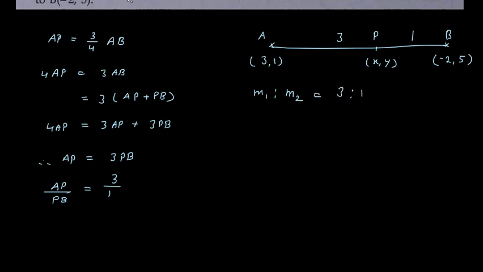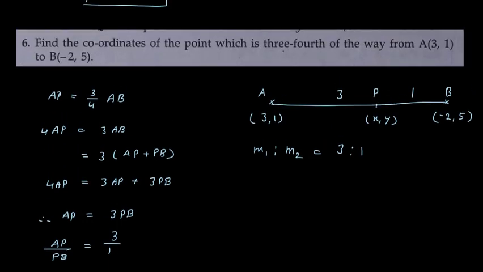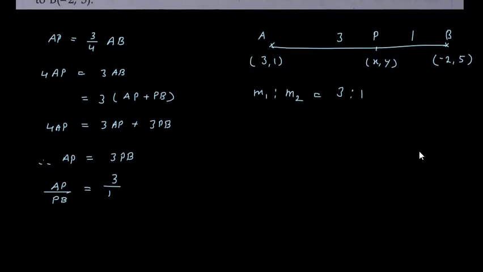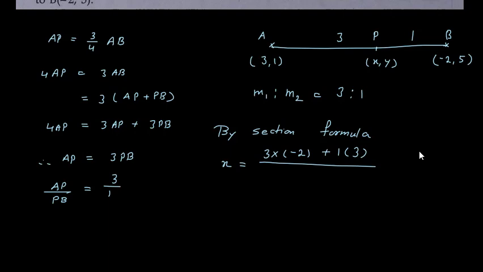So I will say that by the section formula, x is equal to 3 into minus 2 plus 1 into 3, this whole divided by 3 plus 1. So 3 into minus 2 is minus 6, plus 3, this whole divided by 3 plus 1, which is 4. So you have x equal to minus 3 upon 4.